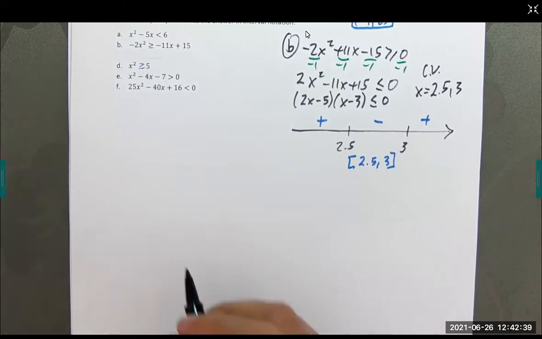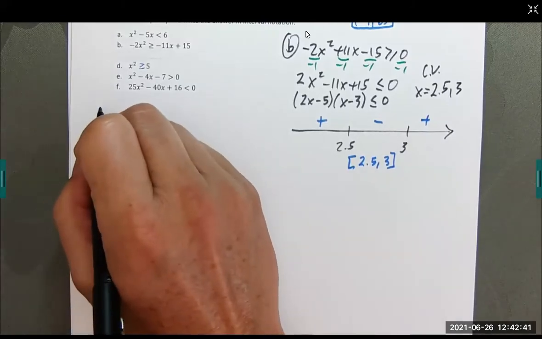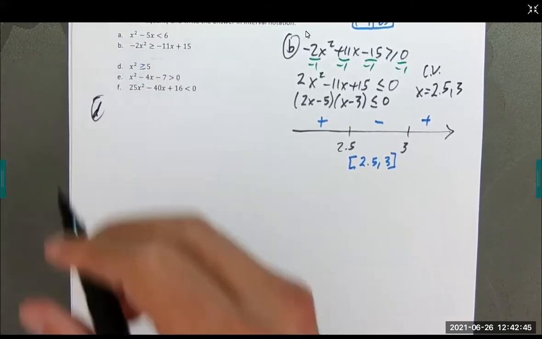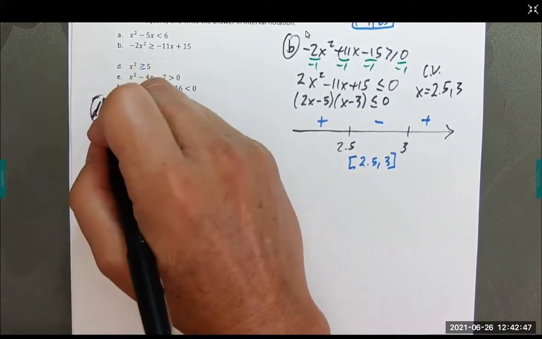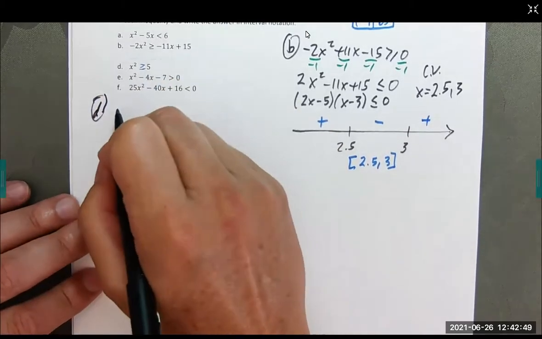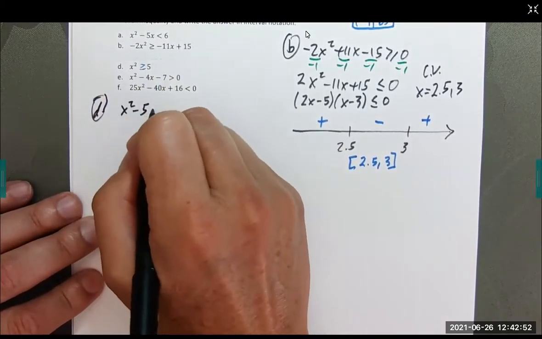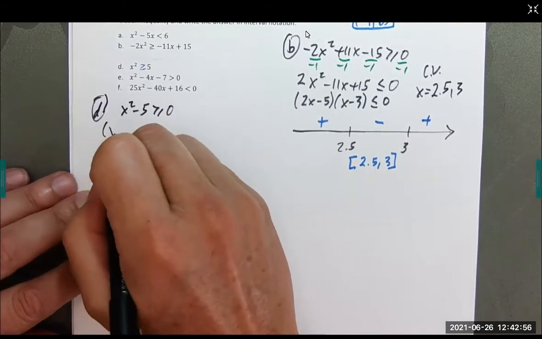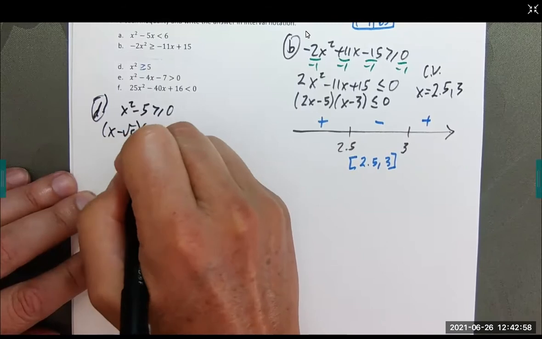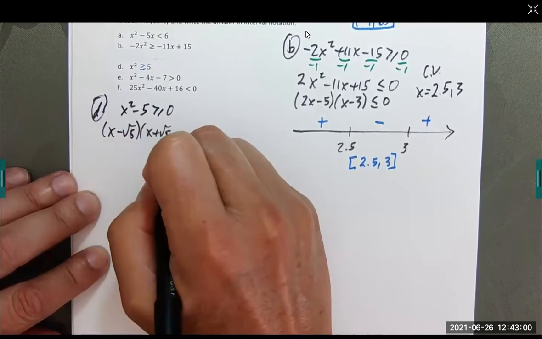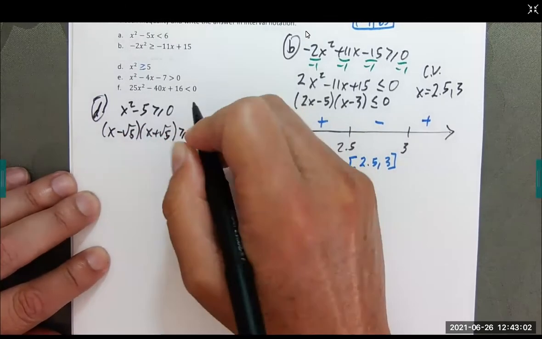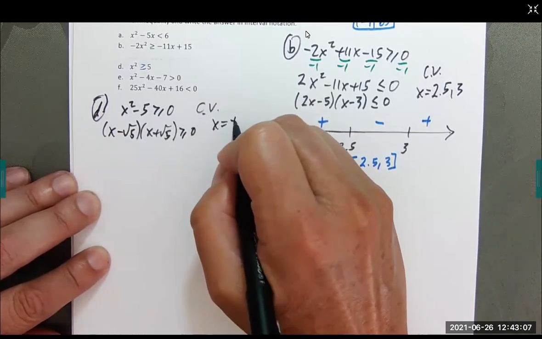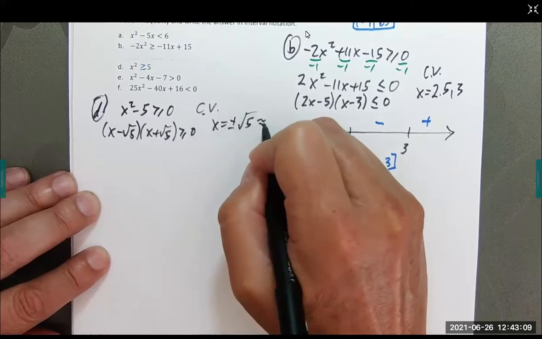Let's take, mine says I skip C and go to D, but yours will say C. All right, so we have x squared minus 5 is bigger than or equal to 0. Well, this is going to factor into x minus root 5, x plus root 5, bigger than or equal to 0. So my critical values are at x equals plus or minus root 5, which is about 2.2 and change.